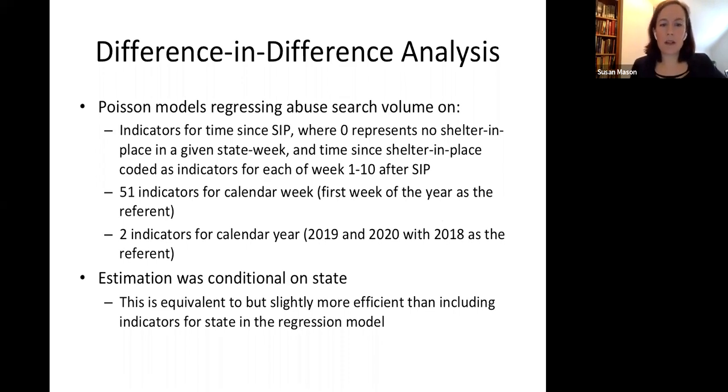We also included 51 indicators for calendar week to capture any seasonal issues, as well as 2 indicators for calendar year to capture longer term changes. And we ran estimates that were conditional on state. This is equivalent to, but slightly more efficient than, including indicators for state in the actual regression model. So instead of including Maine, California, et cetera, indicators in the model, we just made it conditional on state. Okay.